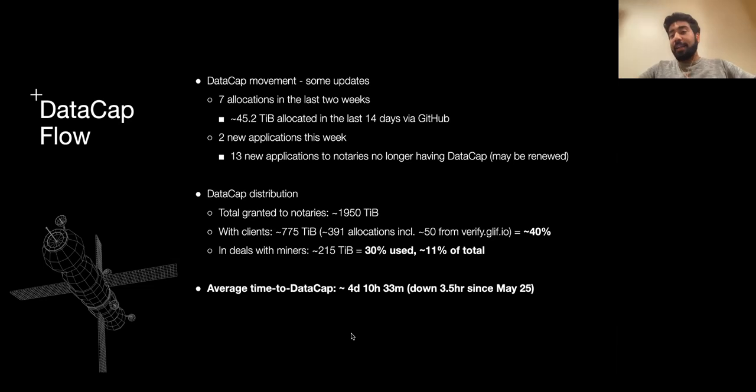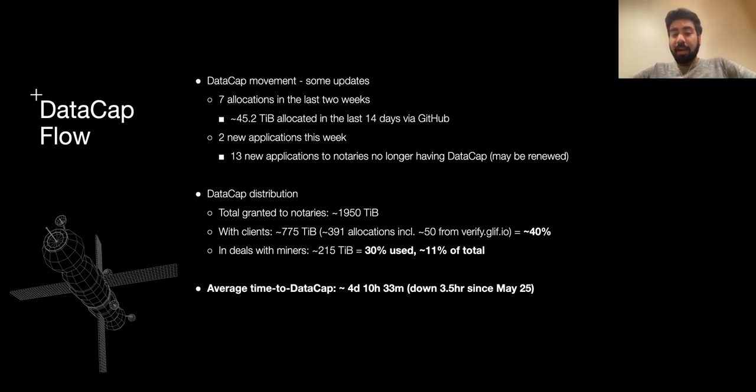Next up, DataCap distribution and where it lies in the flow. At the moment, we have 775 terabytes roughly. I think it's 774 or something like that, but it's pretty close. Up a substantive amount, and I think I typoed this. Instead of 50 from verified.glyph.io, it should be 350 or 250, something like that. Pretty substantial amount from verified.glyph.io, of course, because that's the automated notary.